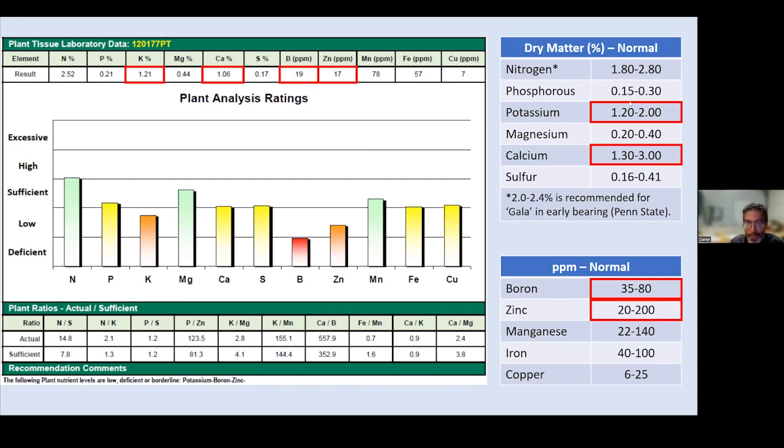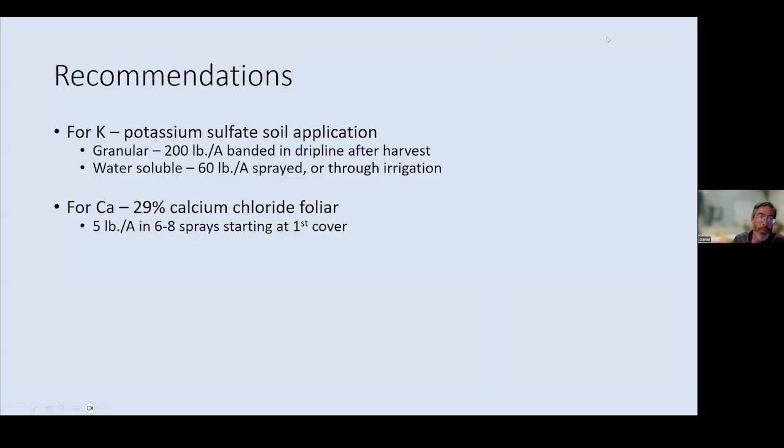So, recommendations generated from this. We can apply potassium sulfate as a soil application, granular, 200 pounds, banded in the drip line, or water soluble, if we're using that, 60 pounds sprayed or injected through the drip irrigation. What you're trying to do with the granules is overload the amount of potassium in the upper reaches of the soil to try and force it downward.